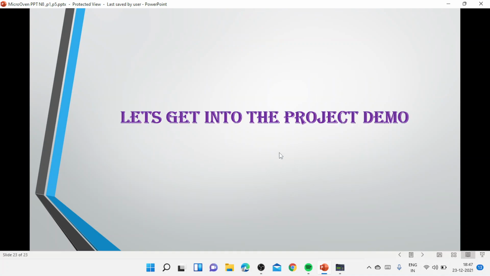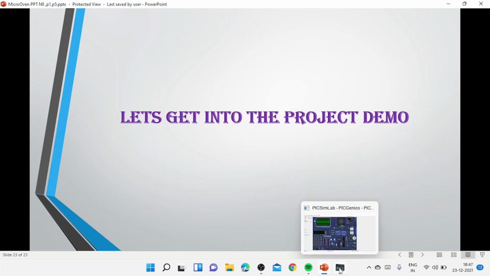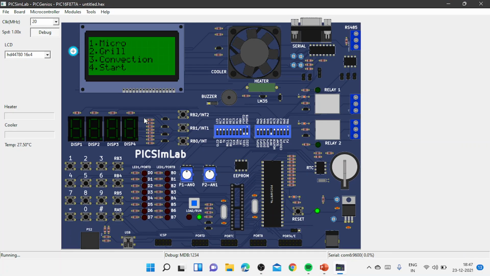Let's get into the demo, our project demo, in order to understand in a well manner. First, we have to load the hex file of code we wrote in the XA8 compiler. First, it will show like this. As I said, from the switches we have to choose one mode. First mode is micro mode. I will choose it. Here it's showing power 900 watts required for doing this micro mode. It's asking us to enter time. Let me enter 5 seconds for our convenience. After that, we have to enter the hash key.